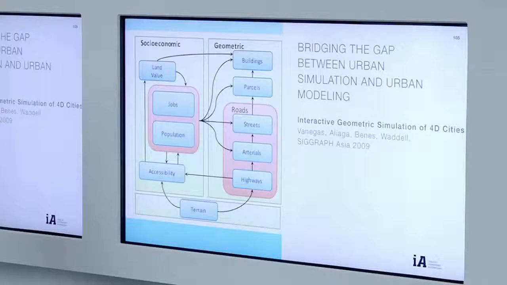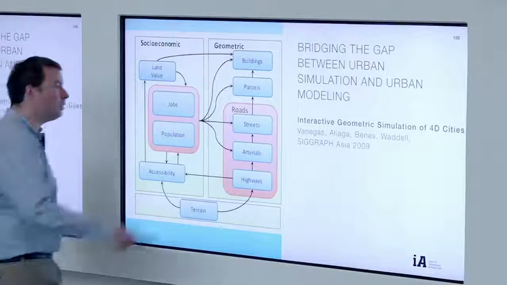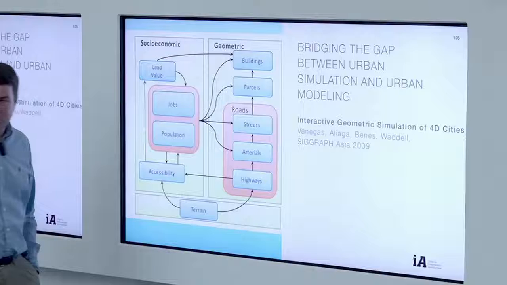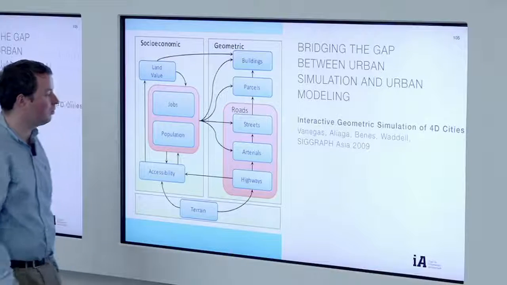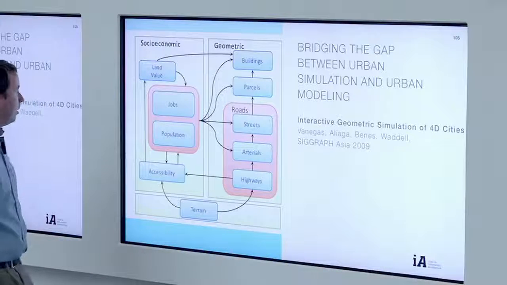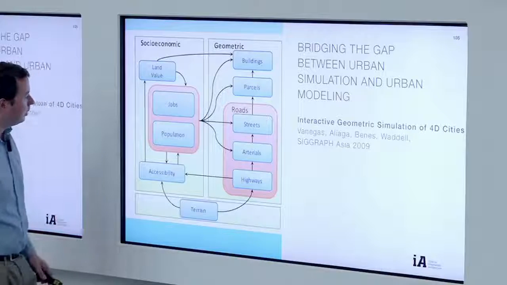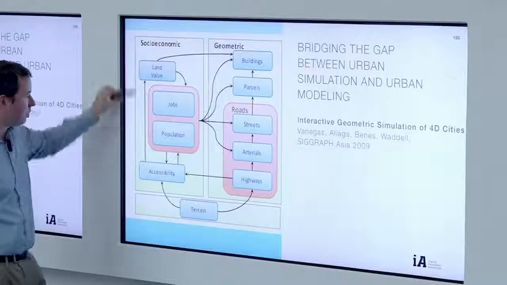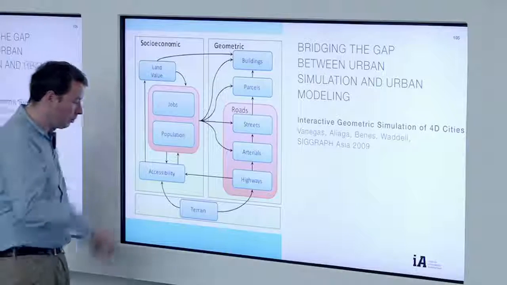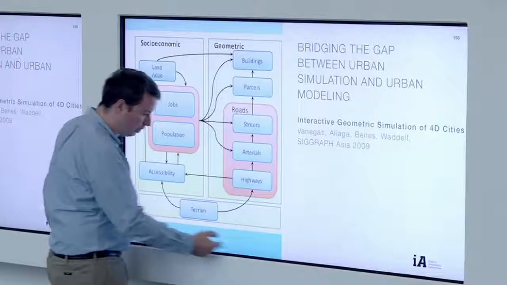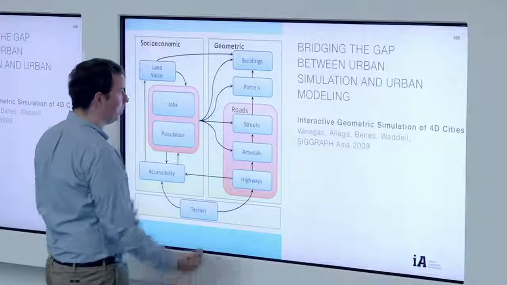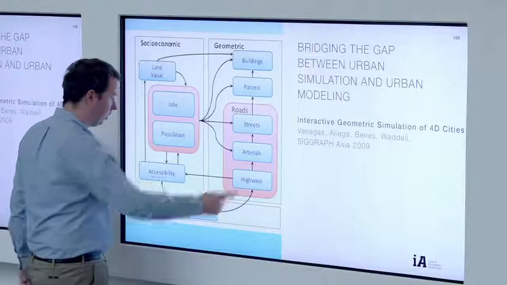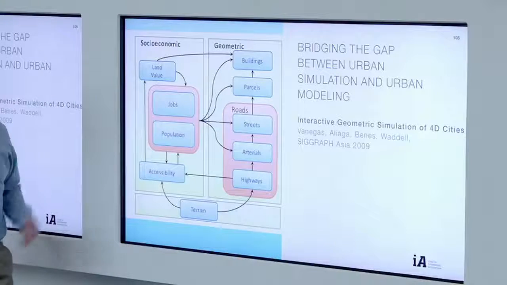So the idea is that on the one hand side, you have all the geometric modeling. We actually know that a little bit from the City Engine. And then on the other hand side, we have all the different mechanics of jobs and population, accessibility, and land value, economics. And then we have the GIS information given to both as an input. And those are coupled, like highways and accessibility.